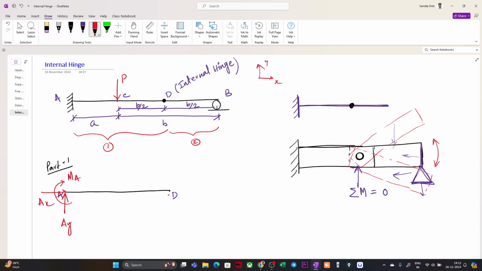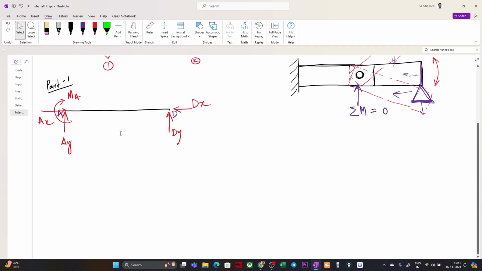So in this case, we will have two components here. One will be the vertical component, so I can say dy, and another will be my horizontal component, I can say dx, right? Okay, so now this is my part 1.